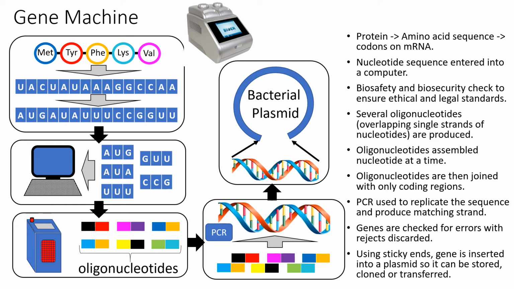Be aware, we do have this term oligonucleotides, which are short sequences of overlapping DNA. Rather than the gene machine producing one big giant DNA sequence in one go, it produces lots of little overlapping sections which then fit together a bit like a jigsaw.